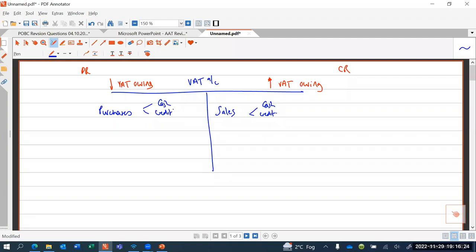We could fill in lots more, but it might ruin our question, so I'm not going to fill in more. I would suggest perhaps as you get to the live assessment, you may be able to fill in a little bit more on your working sheet, which will then help you when you come to answer the question. So let's bear in mind, transactions that are going to increase the VAT that we owe are going to go on the credit side, and transactions like purchases that are going to decrease what we owe are going to go over there on the debit side.